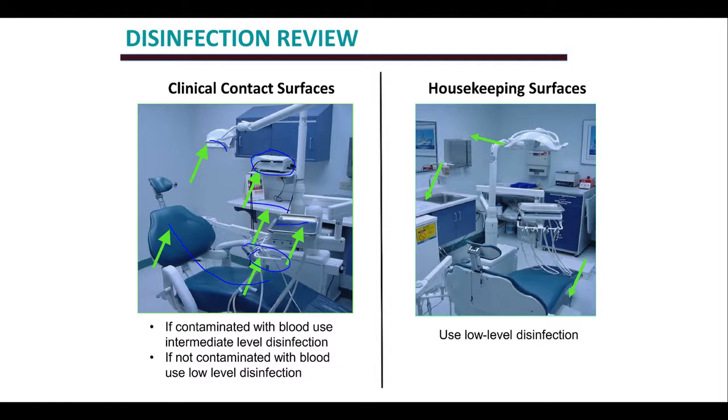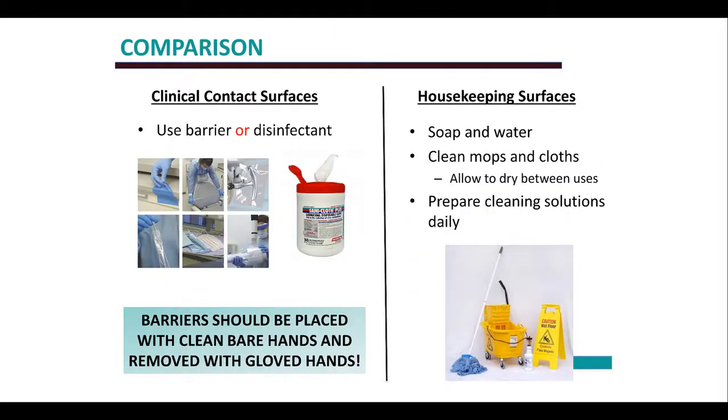So if contaminated with blood, we're going to use intermediate level disinfection, and if not contaminated with blood, low level disinfection would be fine. Definitely remember this for test purposes. And then your housekeeping surfaces, like I said, walls, the floor, countertops we do not use for clinical treatment, we only need to use low-level disinfection on our housekeeping surfaces. With our clinical contact surfaces, we're going to use barriers or disinfectant.